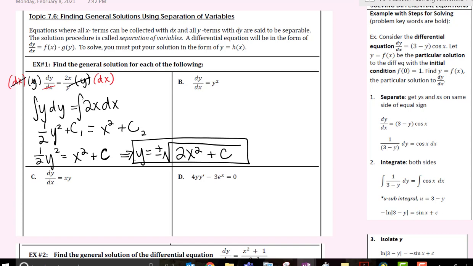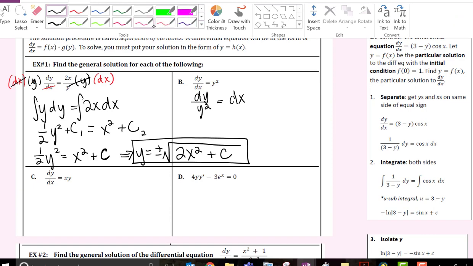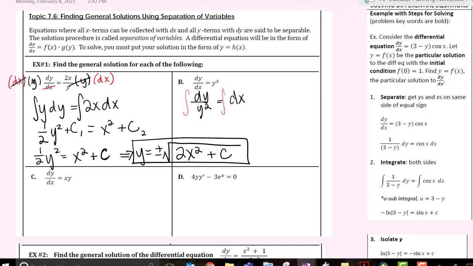Let's look at b for a hot minute. We know our first step on b is to get x's and y's on the same side. So, weird scenario here, I'm going to move this y squared over to the left and this dx over to the right. So I have dy divided by y squared equals dx. My second step would be to integrate both sides. When I integrate, remember this y squared in the denominator is the same thing as y to the negative 2. So when I integrate that, I get negative 1 over y.